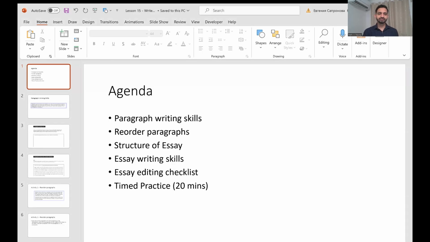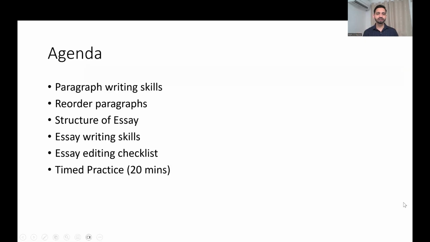So the agenda for today, it's a brief one. We are revisiting and doing a revision of write essay. We're going to look at paragraph writing skills, and you can go back to listen to part 1 of write essay, where I've talked about writing paragraph skills in detail. Okay. Then we're going to look at reorder paragraph. Again, we have done reorder paragraph in detail. You can go back and visit the reorder paragraph section of the test. And this reorder paragraph is specifically going to look at the essay and how we order paragraphs.